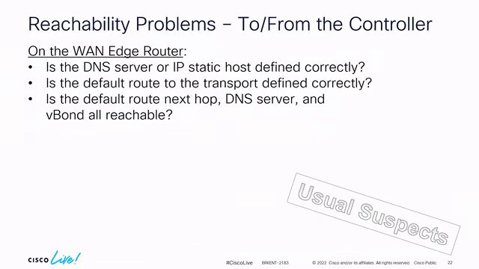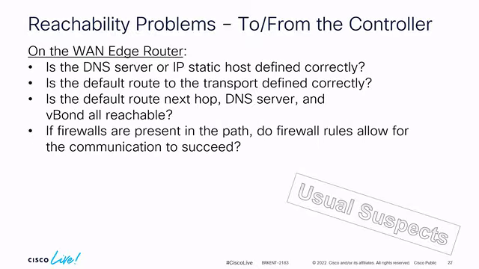Okay, so on the WAN edge router, some of our usual suspects we just talked about. Is a DNS server or IP static host defined correctly? Is the default route to the transport defined correctly? And is the default route next hop, the DNS server and the vBond reachable? The other thing we need to talk about too is, if firewalls are present, do the firewall rules that we have in place allow for that communication to happen?